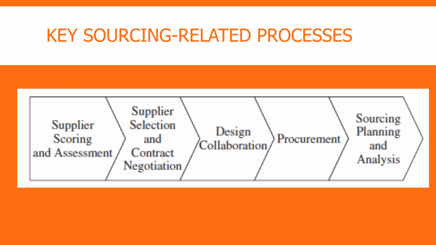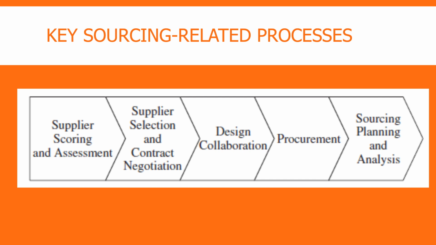So now we'll see the key sourcing related processes. From the diagram itself, we can easily understand: supplier scoring and assessment, supplier selection and contract negotiation, design collaboration, procurement, sourcing planning and analysis. First, supplier scoring and assessment. It is the process used to rate supplier performance.